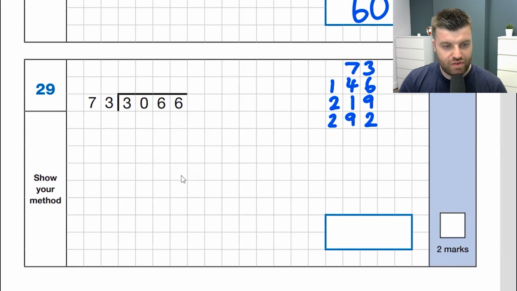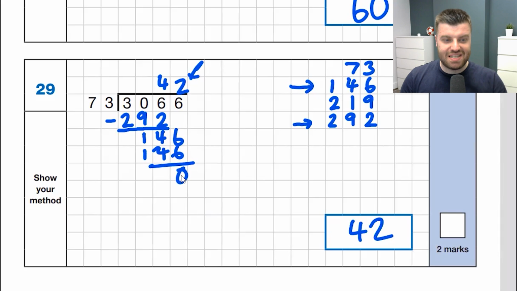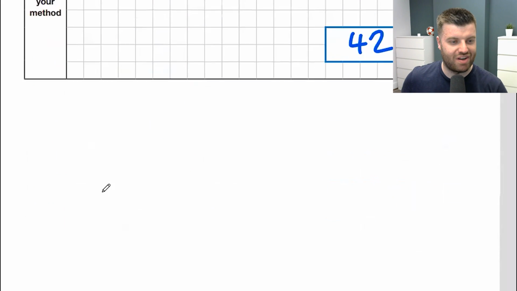73 into 3, no. 73 into 30, no. We're going to have to go 73 into 306. Now, luckily, 4 lots gets us to 292, which is very close. So that's going to be the first step. If I do 306, take away 292, I'm left with 14. And if I drop that 6 down, have you seen it? 146 is 2 lots. So I'm going to take 2 lots off, and I'm left with 0. The answer is 42. 3,066 divided by 73 is 42. Get the marks and move on, guys.